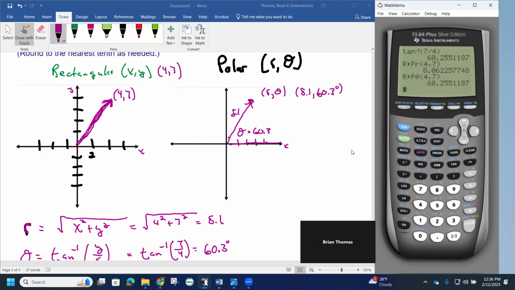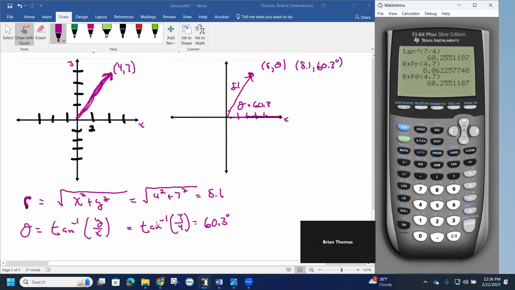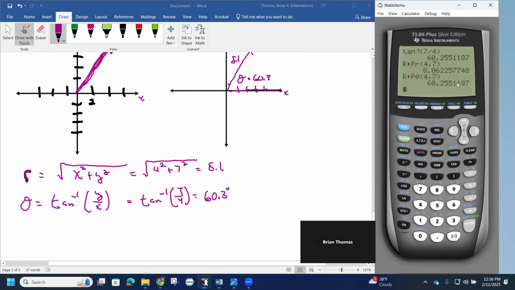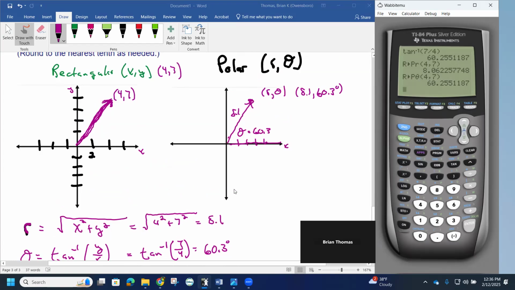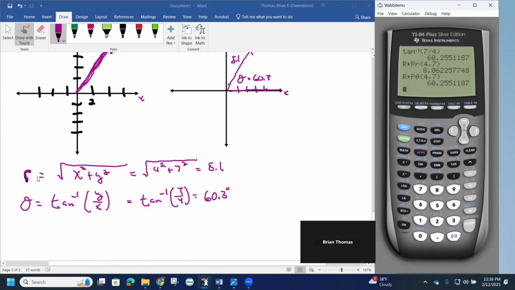So you can use the formulas, or you can just use these calculator functions. We have a program here with these formulas to get the same answers. Those are the main two formulas. It's the Pythagorean theorem and then the inverse tangent. Those aren't hard formulas to remember, but we can also use technology to find those same answers.